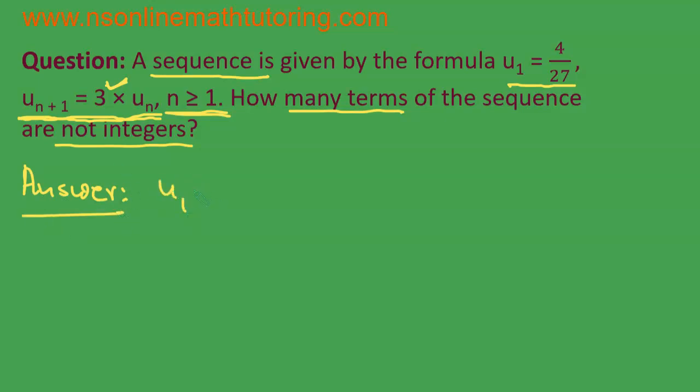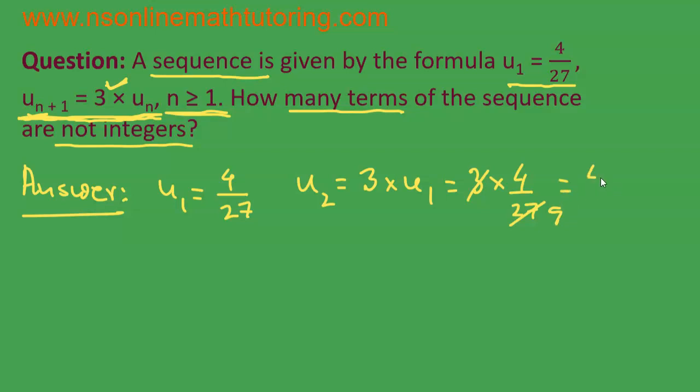u1 is given as 4 over 27, which is definitely not an integer. For u2, we do not have any formula, but we have this rule un plus 1 is equal to 3 times un. Let us apply this rule repeatedly to generate the terms of the sequence. So u2 is u1 plus 1, that is, n is equal to 1. u2 will be equal to 3 times un, that is 3 times u1, which is 3 times 4 over 27. That is equal to 4 over 9.